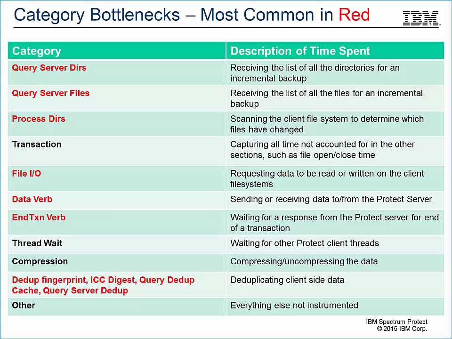Here's a list of important instrumentation categories and their definitions. Ones marked red are the most common bottlenecks. I suggest that you pause the video here and read through each one. You can find these documented in the TSM Optimization Guide, which is part of the online documentation. I'll put a link to that at the end of this video.